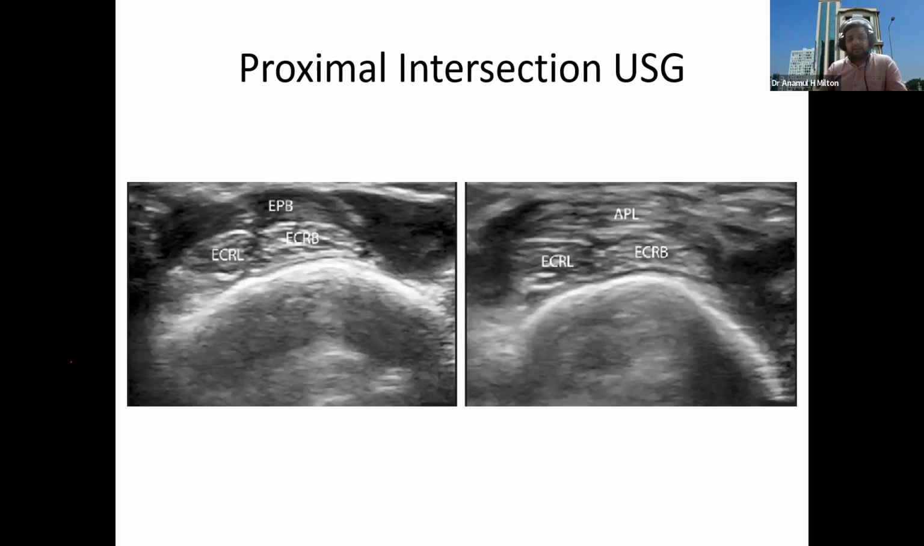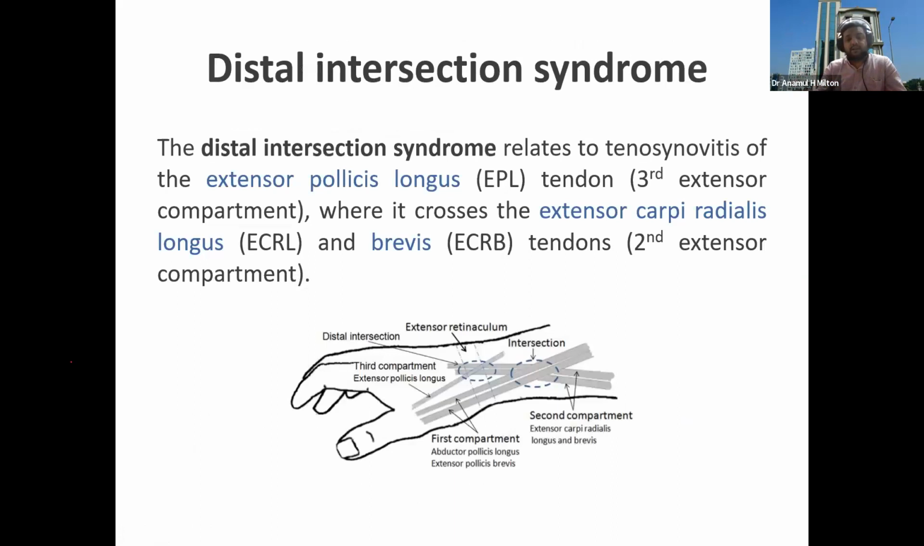So here we can see the proximal intersection. This is the APL, and under it is the second compartment, and this is the first compartment. So the second compartment lies below, and the first compartment lies over the second compartment, and it crosses just a few centimeters above the wrist joint. Okay. So now the distal intersection syndrome.